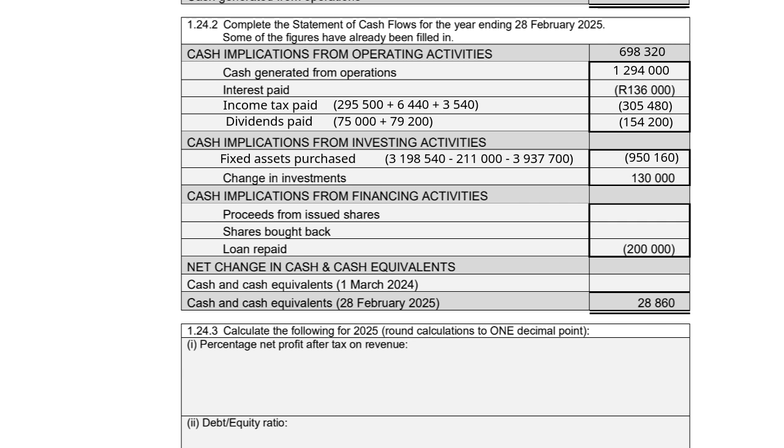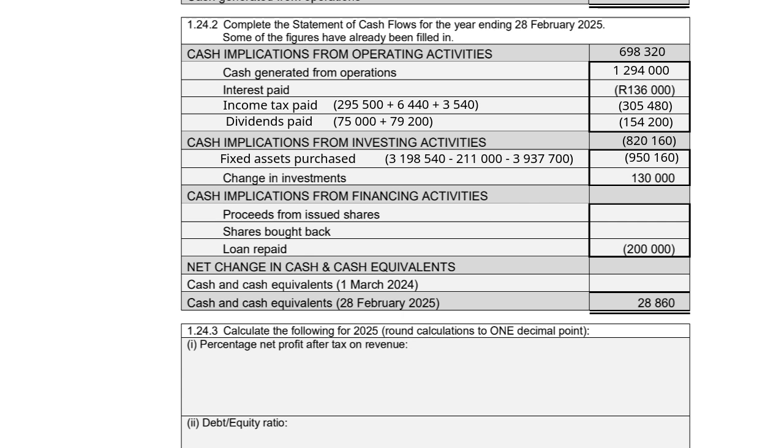So our cash implications from investing activities will be 950,160 negative. Then you add the 130,000 change in investments to give an amount of 820,160 in brackets.